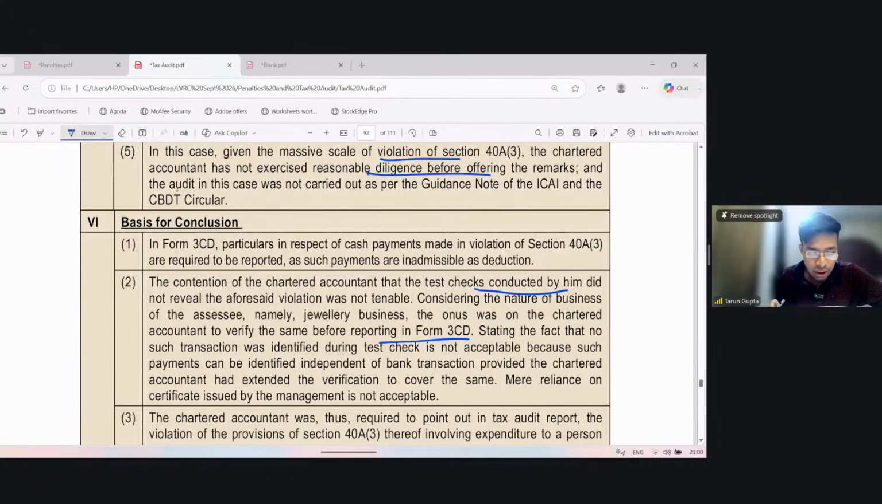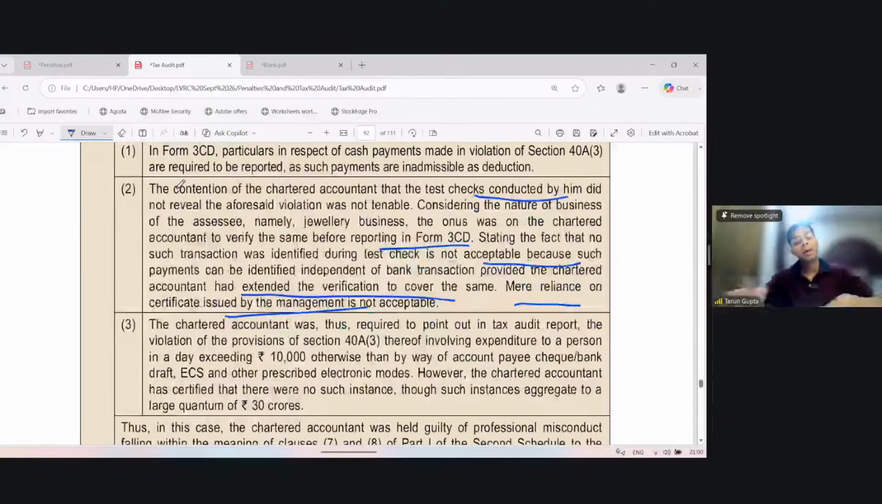Stating the fact that no such transaction was identified during the test check is not acceptable because such payment can be identified independent of bank transactions. However, the chartered accountant has not extended the verification to cover the same. Mere reliance on a certificate issued by management is not accepted. So had the chartered accountant reconciled the expenses with the bank statement, he would have come to know because the amount of cash payment is excessive.